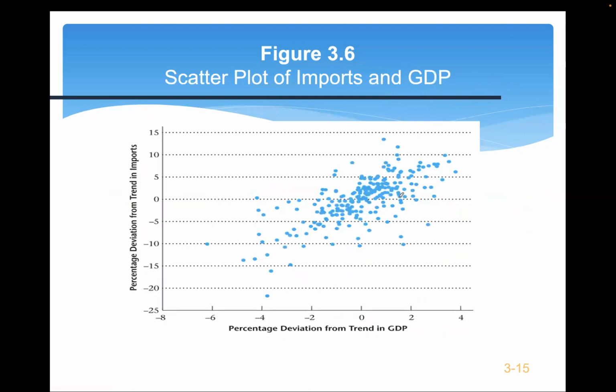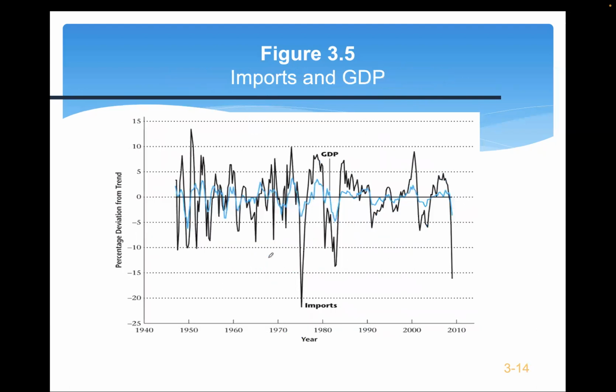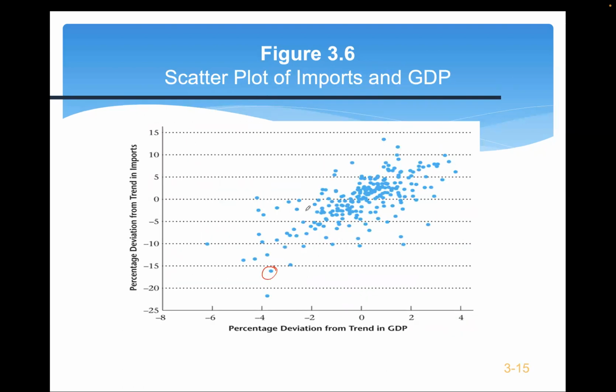This is important. So we can look at this previous one by using a scatter plot, right? So again, each dot represents, let's go back, each dot represents somewhere here, right? We just plot like a cross. We just take each cross section of this time series and plot them in this diagram. The horizontal axis is percent deviation from trend for real GDP. The vertical axis is change for import. Now from here, it's very clear there's a positive correlation, right?